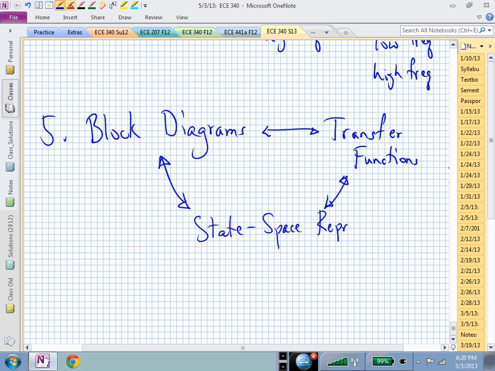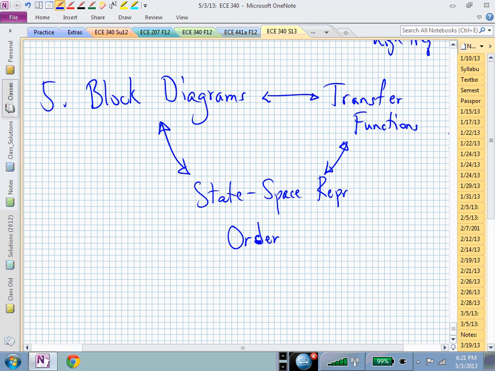With the state space representation, how is the order indicated? Or what could you look at and quickly determine the order of your system if somebody gave you a state space representation? You might look for the number of state variables or the dimension of your A matrix, either the rows or the columns of the A. The A matrix is square. But the order is going to tell you how many state variables you have.